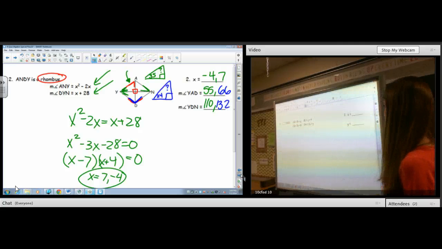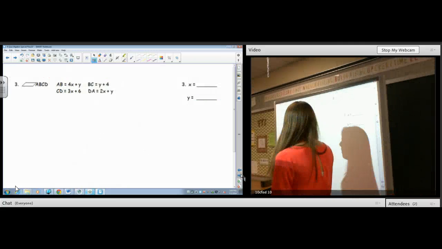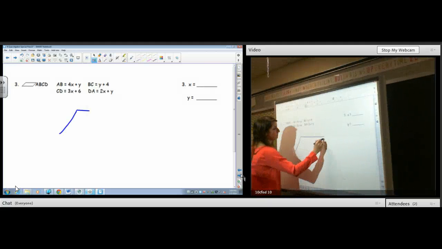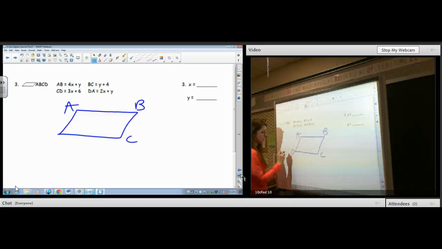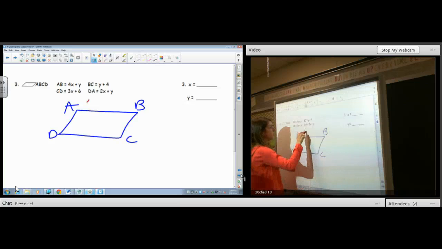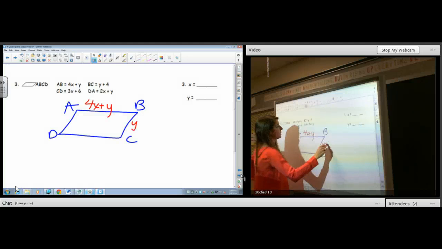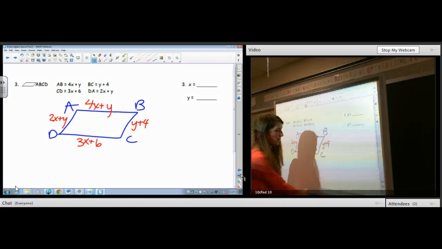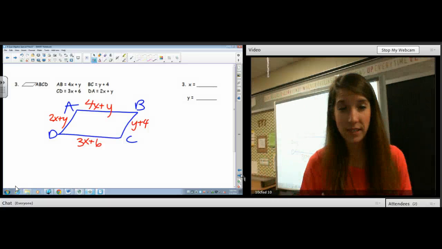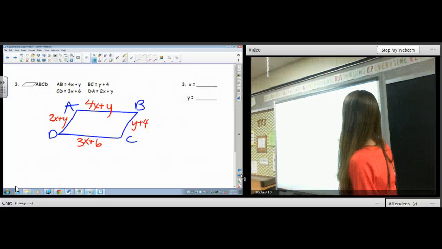Moving on to number 3, parallelogram ABCD. A, B, C, D. We label our sides. It's going to be another system. 4x plus y, y plus 4, 3x plus 6, and 2x plus y. All right, I know that opposite sides are congruent, so I'm going to set my opposite sides congruent.